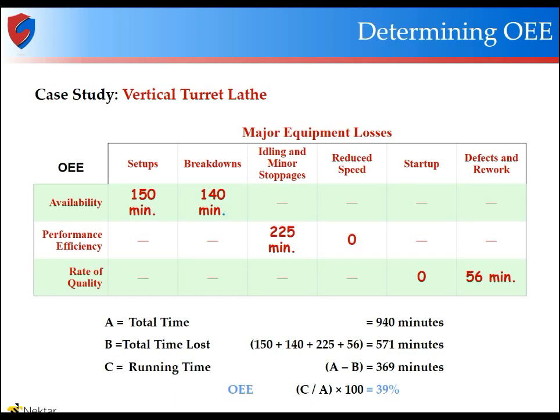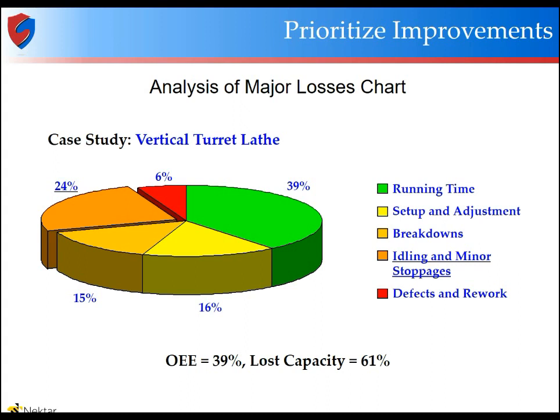So with that turret lathe, again, it was scheduled for 940 minutes. We actually got 369 minutes out of it, and all we're doing is adding, and then we're just dividing it out. So the calculation itself is extremely easy. We just need to make sure when we collect our numbers that we're collecting accurate numbers. So that vertical turret lathe, its OEE was 39%. So here we've got a breakdown of what those losses were. And typically idling and minor stoppages is one of the biggest losses when you do start calculating OEE. So again, lost capacity about 61%.